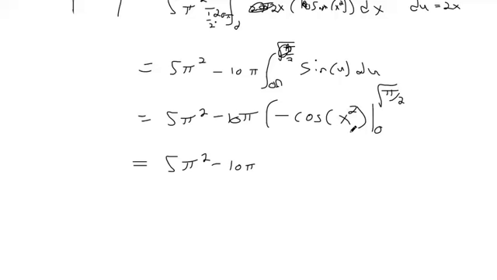So if we plug in the square root of pi over 2 in here, the square root of pi over 2 gets squared. So cosine of pi over 2 is 0. So that's negative 0, or in other words, just 0. Subtracted by what happens when you plug in 0 for the limits of integration. Cosine of 0 is 1, so that's minus a negative 1. So it looks like our final answer is 5 pi squared minus 10 pi.